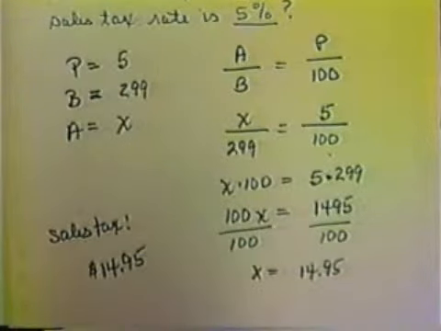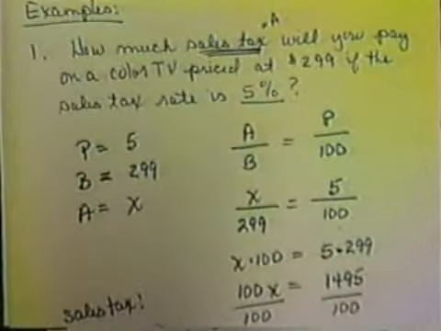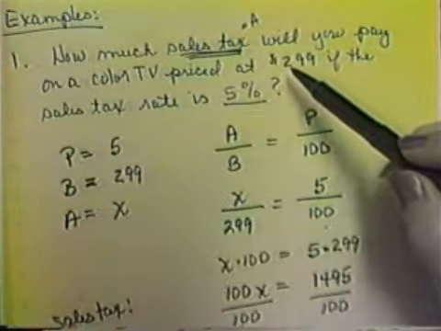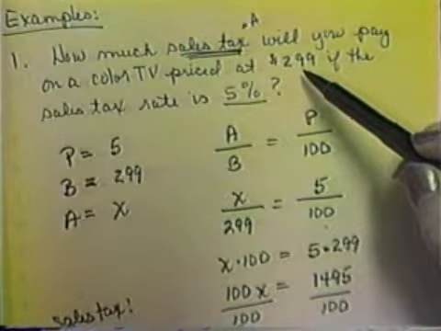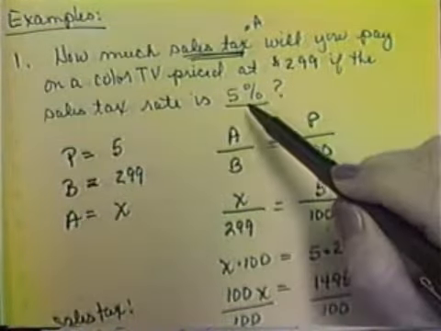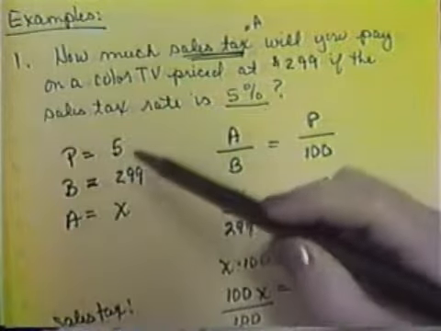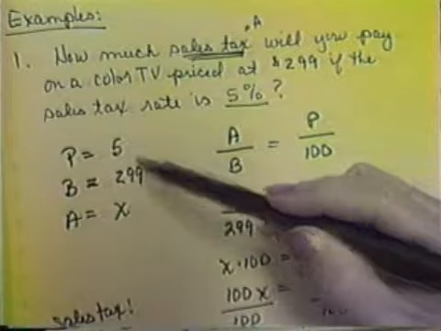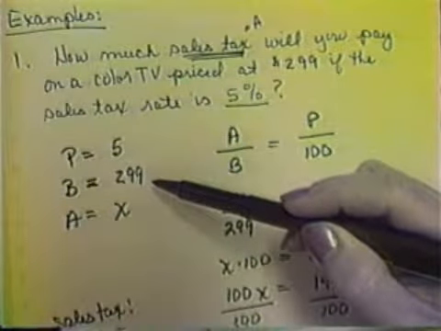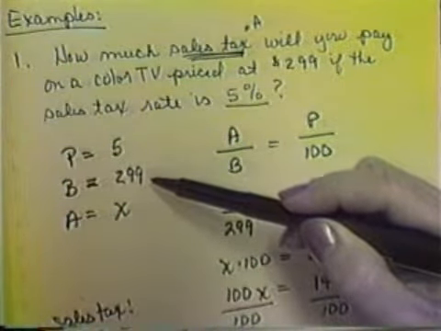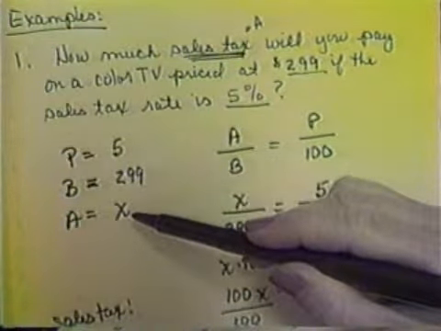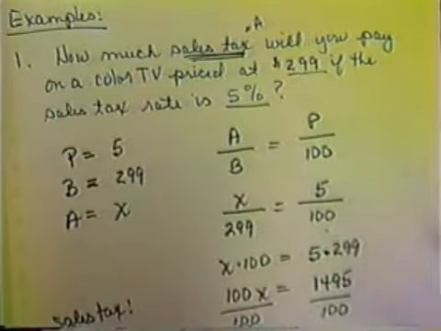So the sales tax that we're going to be charged is $14.95. Now again, what we did is we looked at what it said: we want to find the sales tax that we're going to have to pay on a color TV priced at $299 if the sales tax rate is 5%. We want to identify our percent, our base, and our amount. Percent again was obvious. The base is what the original price was. What are we being charged? The $299 is what's being charged. The sales tax is the amount.